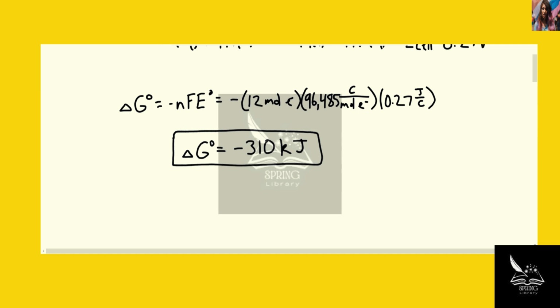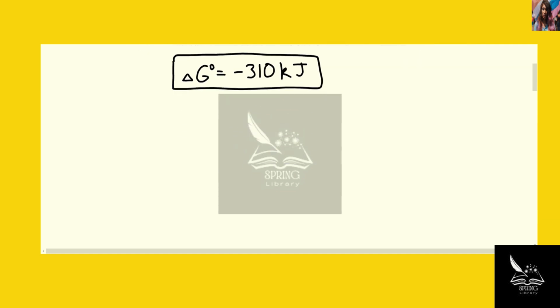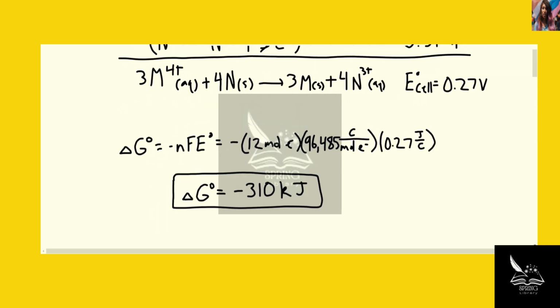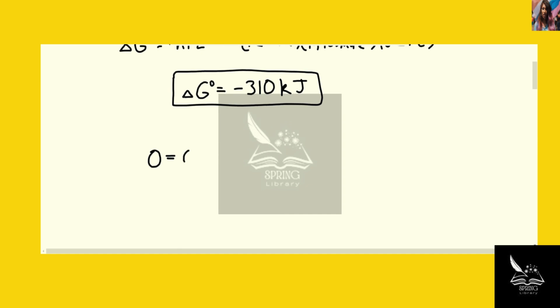And now to find the value of K, the equilibrium constant, we use the Nernst equation. We know that at equilibrium, the cell potential is equal to 0. And this is equal to the standard cell potential, which we found to be 0.27 volts, minus 0.0591 over n, which we saw before is equal to 12, times the log of K.